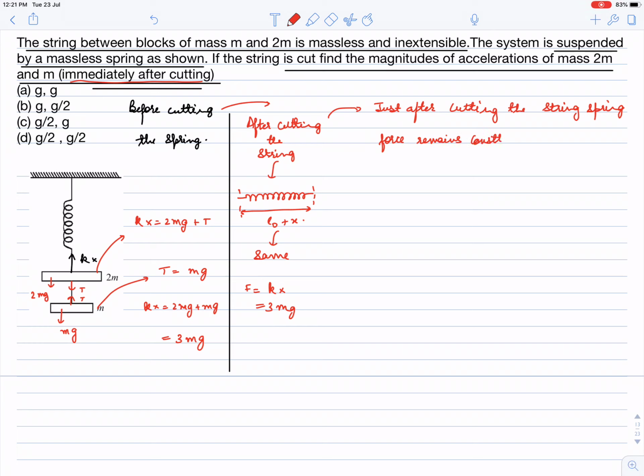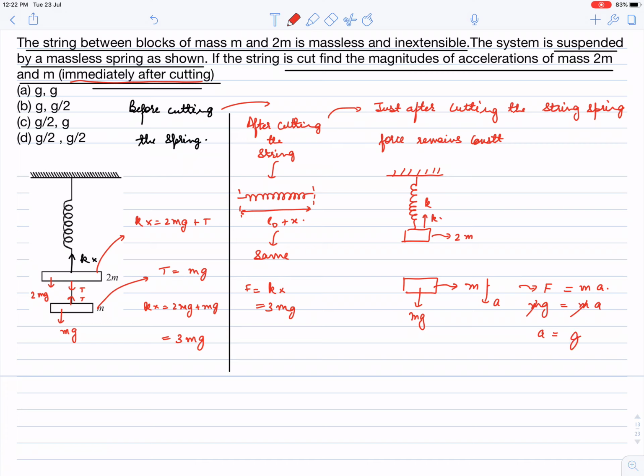Now let's use it to our benefit. Let's have a roof, a spring of constant k, and one block of mass 2m, and if we cut the string there would be just another block of mass m, so on the lower block mg acts downward, which causes an acceleration a. For the lower block, force would be mass into acceleration, so mg must be equal to m into acceleration, or for the lower block the acceleration would come out to be g.